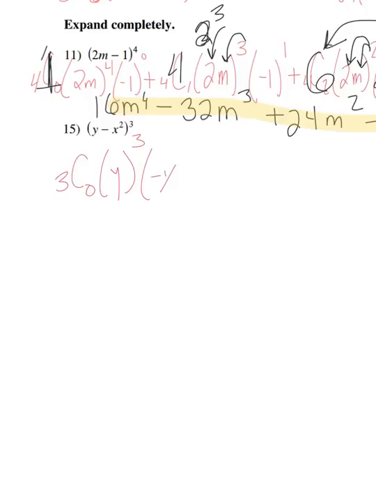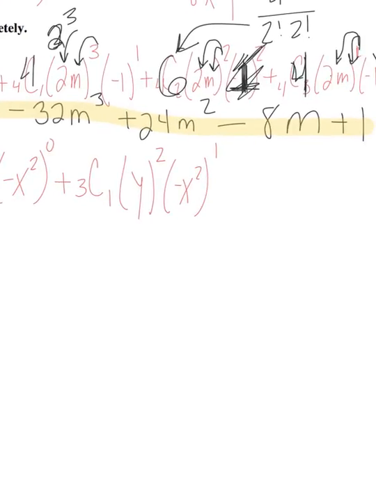Second term is a negative x squared to the 0 power. So that's my first term. Very easy to set up. So next term, plus 3 choose 1 times y, and I drop the power from a 3 down to a 2, times my negative x squared, and I raise the 0 up to a 1. And then I move on to my next term.